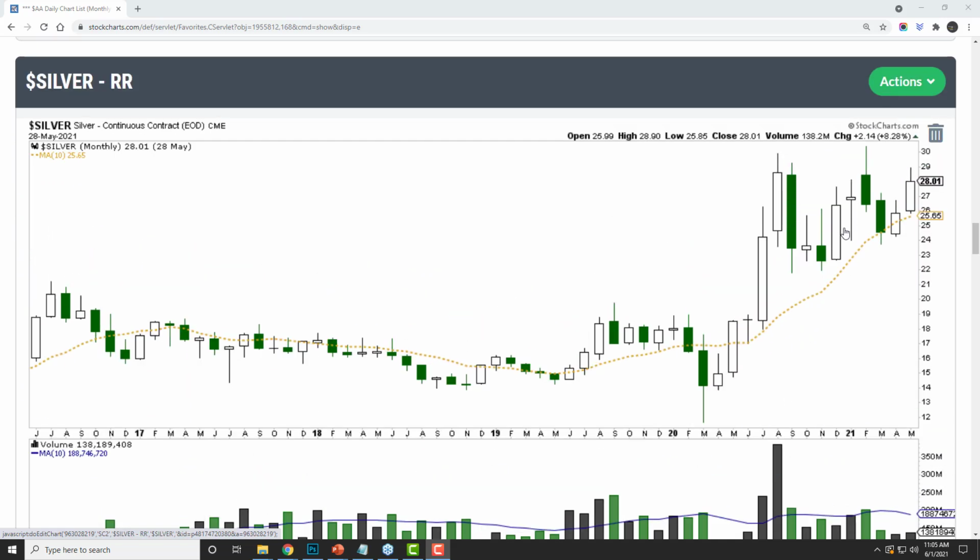Silver, again, you can see something similar here. So a lot of consolidation going on right now in silver.